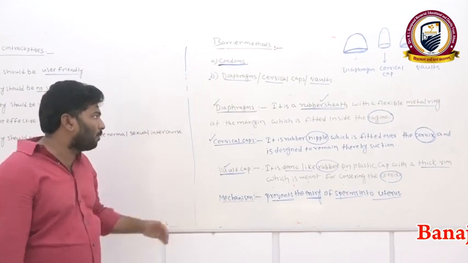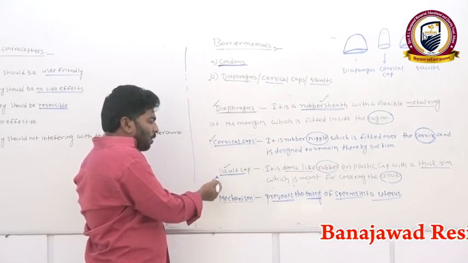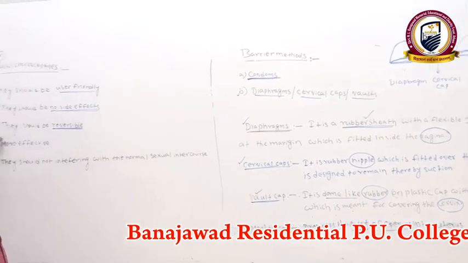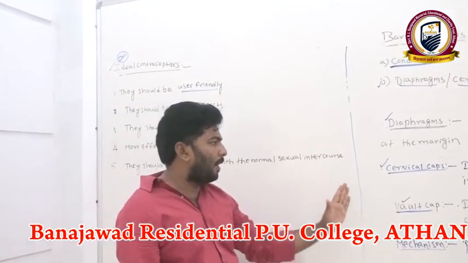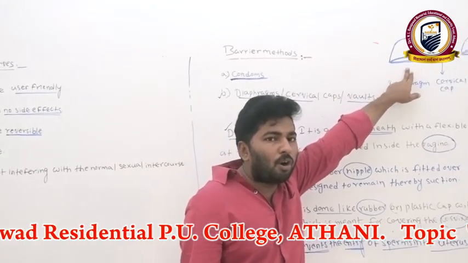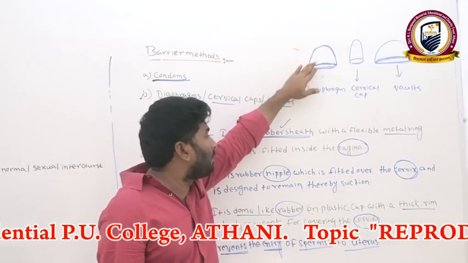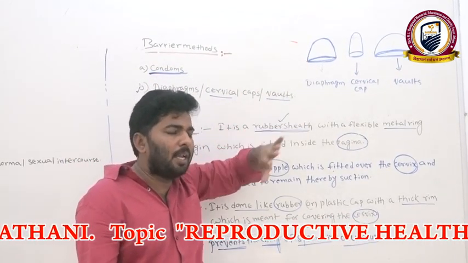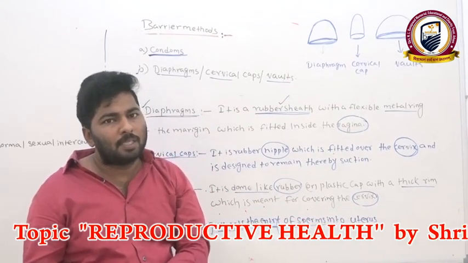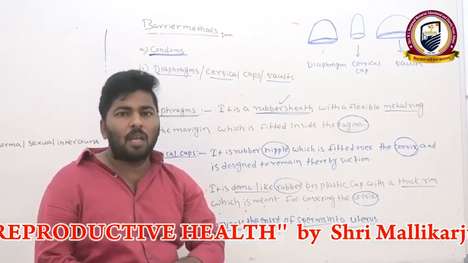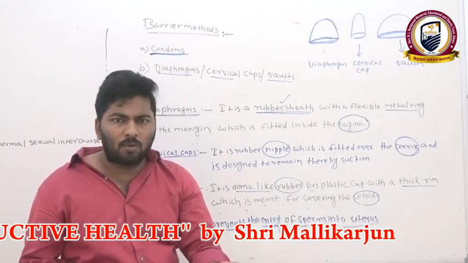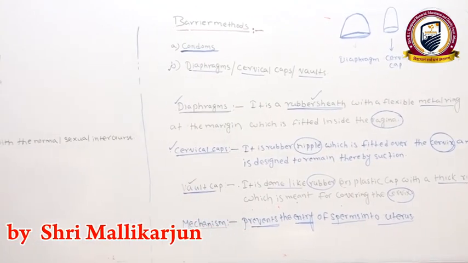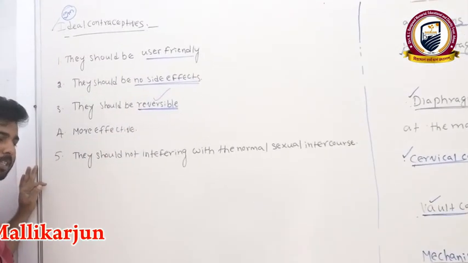But diaphragms, cervical caps and Volt caps are reversible. Why? Because the material is a little hard in nature and different from condom material, so we can reuse it. Once we place it in the vagina or cervix, we can remove it, wash it, and use it one more time during sexual contact. Clear? They should be reversible in nature.